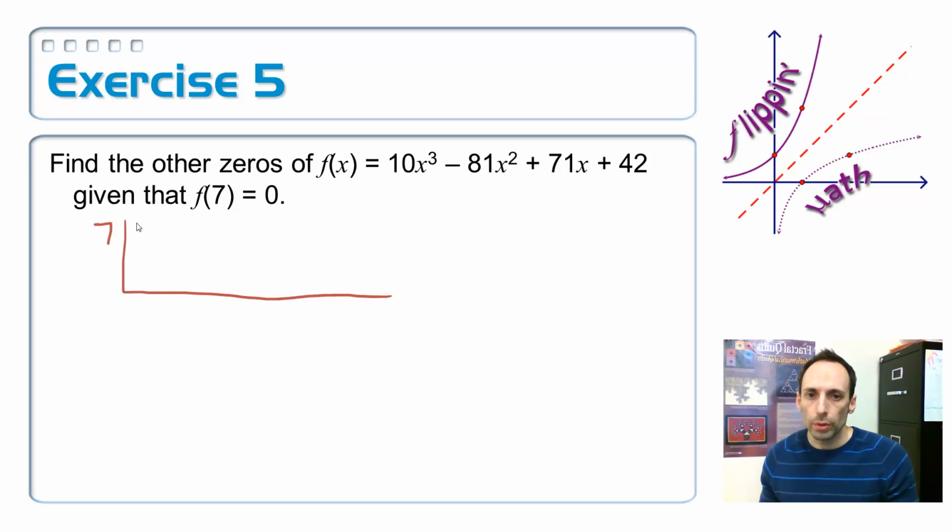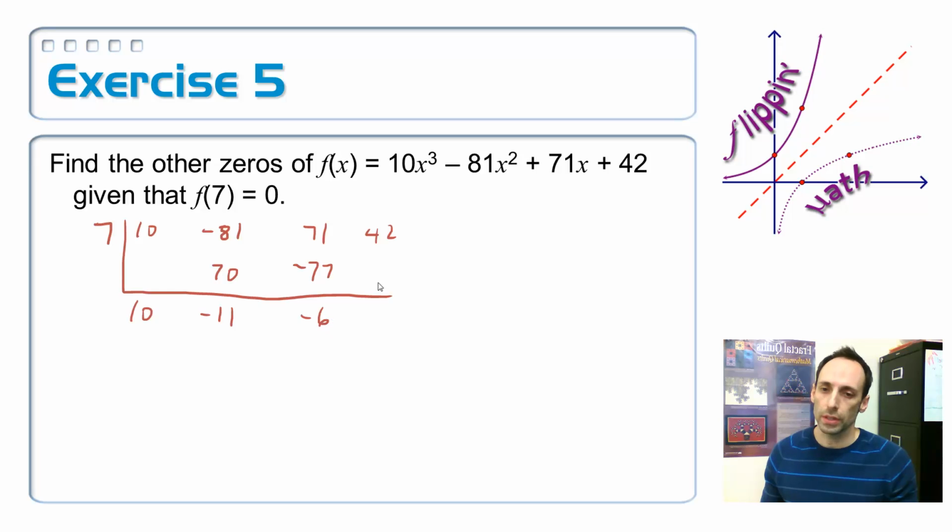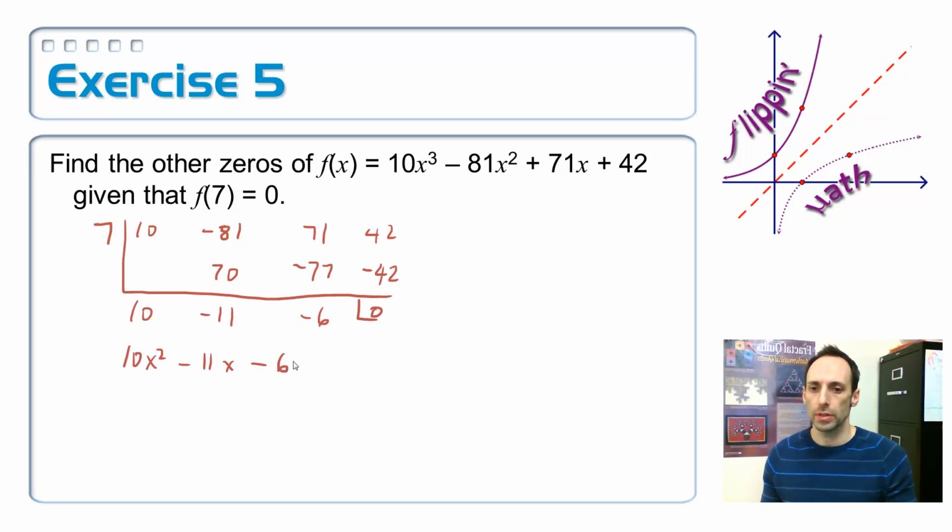All right, so I've got 10, and then negative 81, 71, and 42. Bring down my 10, multiply, 70, add this, negative 11, multiply, negative 77, add negative 6, multiply, negative 42. Excellent. This means that we have done it correctly. What I have left over here, 10x squared minus 11x minus 6, I'm going to try to factor that.